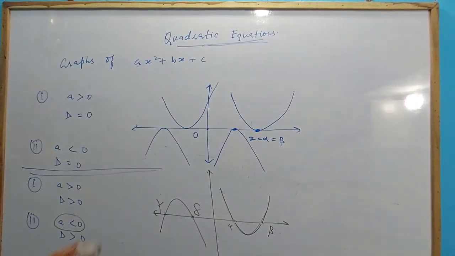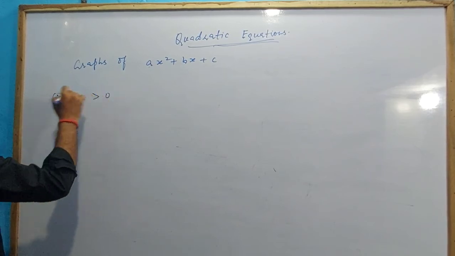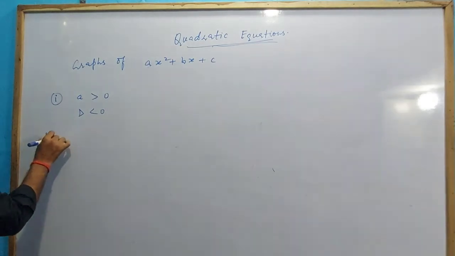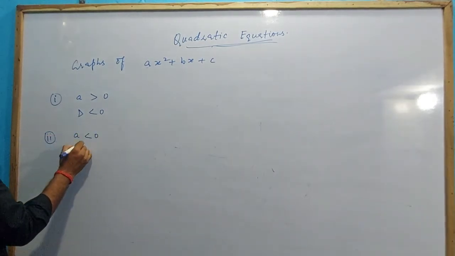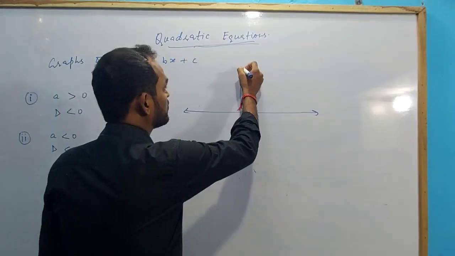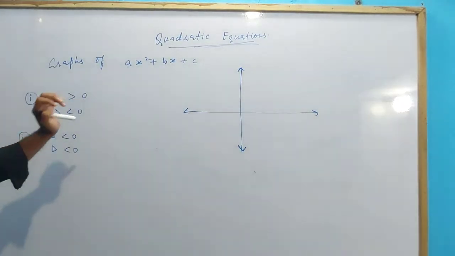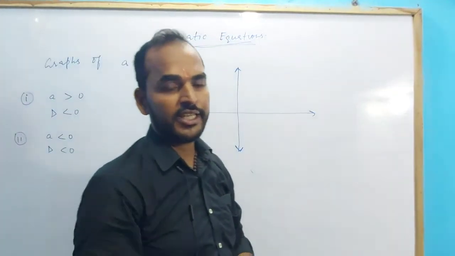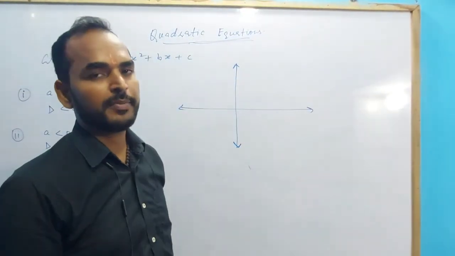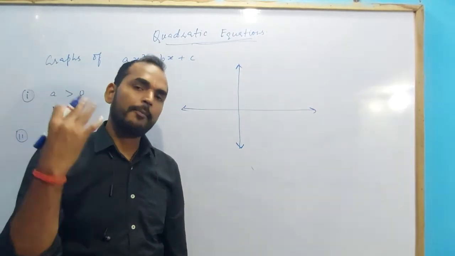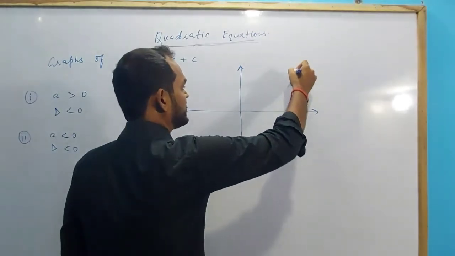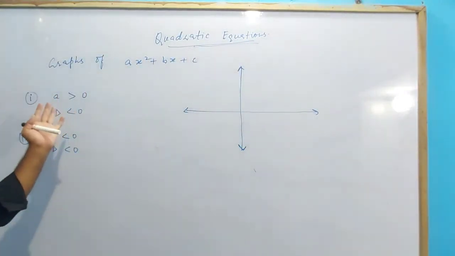So let's proceed. a greater than 0 but d less than 0, and a less than 0 and d less than 0. In both the cases, what would happen? In the first case, so you can understand, a is greater than 0. So the parabola will be upward. There is no doubt in it. It means the graph of the quadratic equation will be upward. So it might be like this, whatever, open mouthed, upward.